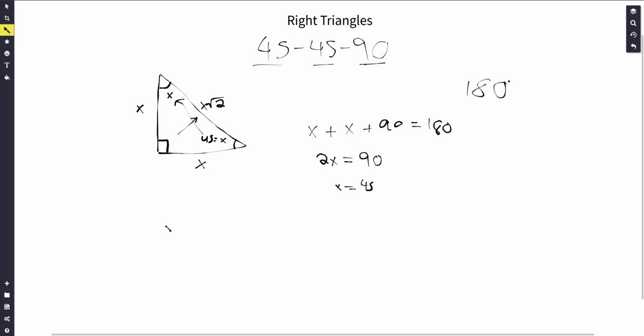So this is a fundamental rule you guys have to memorize for a trig class, or if you're taking the SAT. This is important to know for the geometry section. And yeah, so that's one of the special right triangles. So let's move on to the next one.